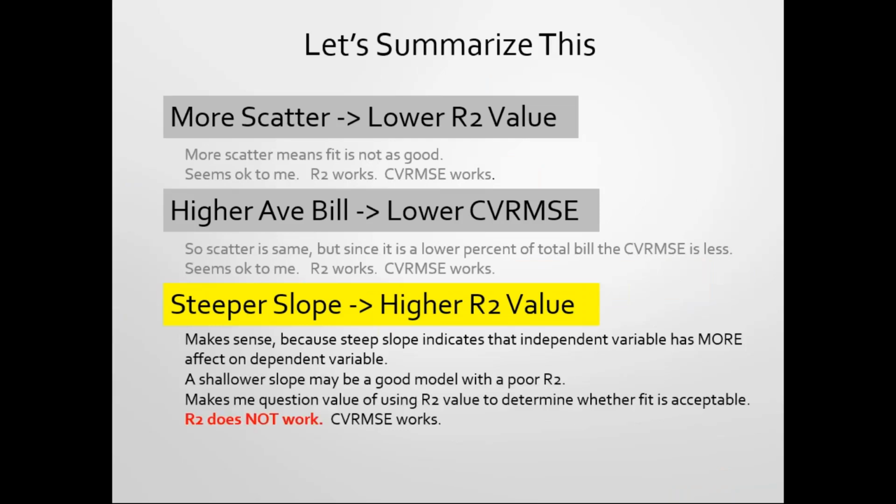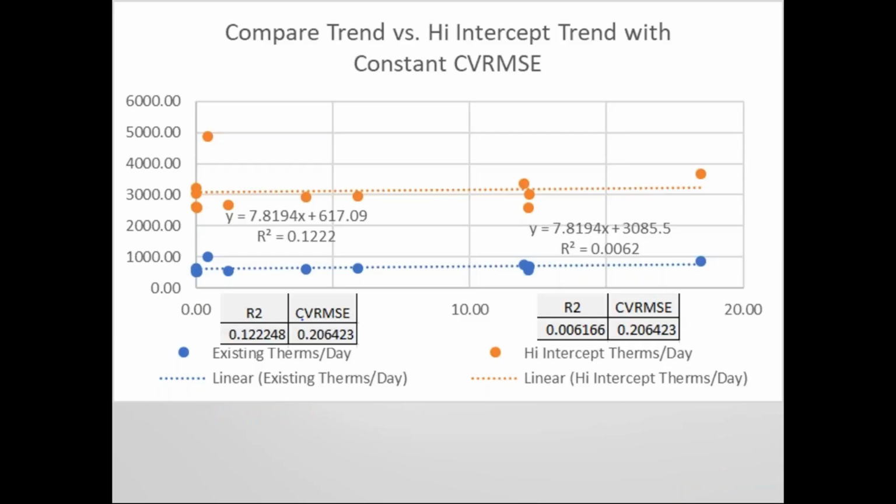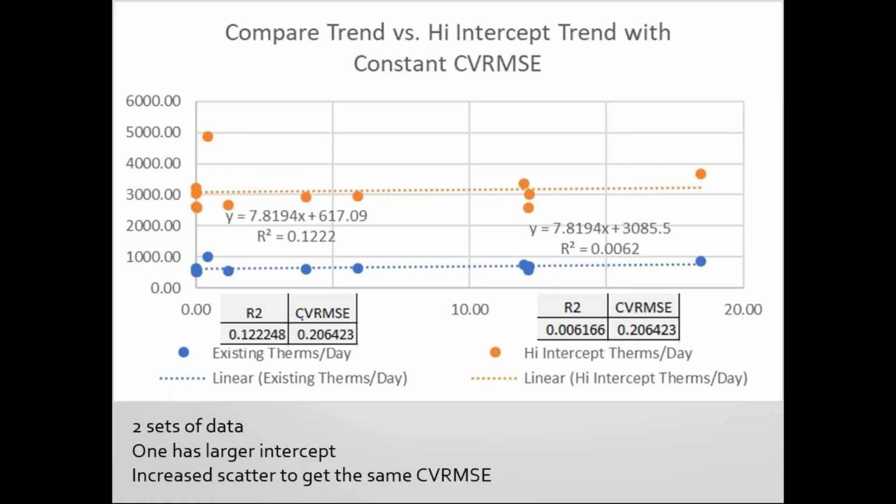Okay, that's kind of interesting. So let's look at one last one. Now this one's a little harder to explain. So this time what I did was, let me see, this tells what I did. I had two sets of data, of course. One has a larger intercept, obviously, and I increased the scatter to get the same CVRMSE on both.